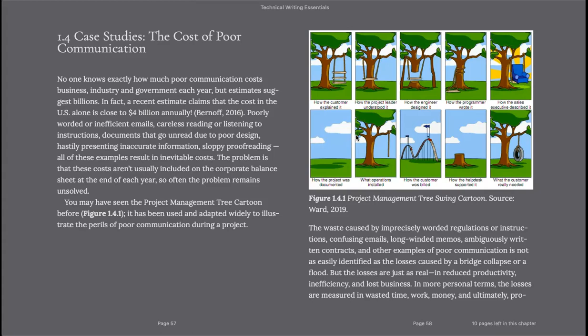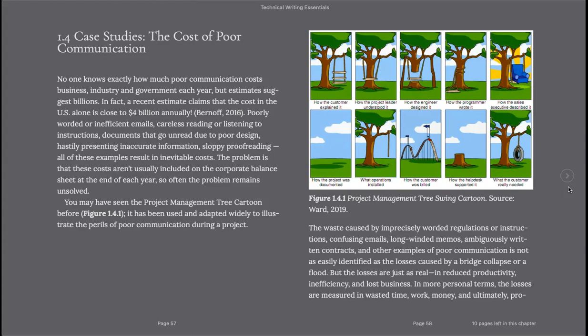Look at the pictures and try to find the problem. Top left, it says how the customer explained it. The customer explained the problem, how the project leader understood it, how the engineer designed it, how the programmer wrote it, how the sales executive described it, how the project was documented, and how operations installed it. So you see that in each picture there is something missing. How the customer was billed: expensive. How the help desk supported it.